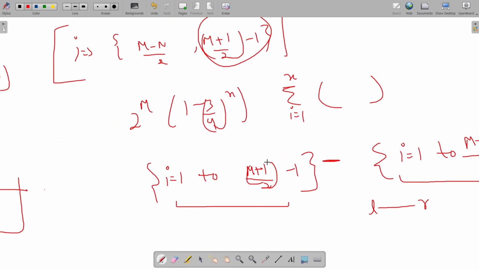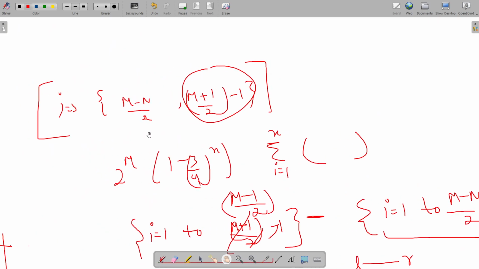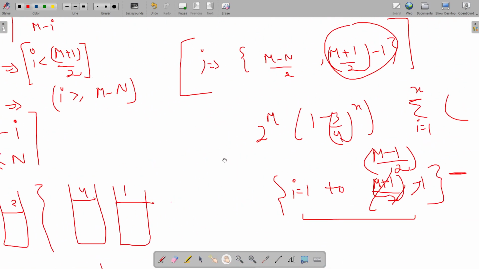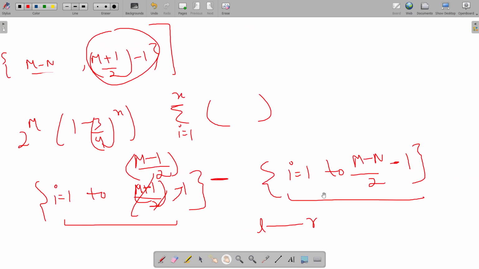This can be written as (m minus 1) by 2 if you solve it. So this will be written as (m minus 1) by 2. Okay. Also, there is one thing you need to... one second. I don't think there will be a 2 here. Yeah, i is only greater than or equal to m minus n. So there won't be a 2 here. So it will be till m minus n minus 1.